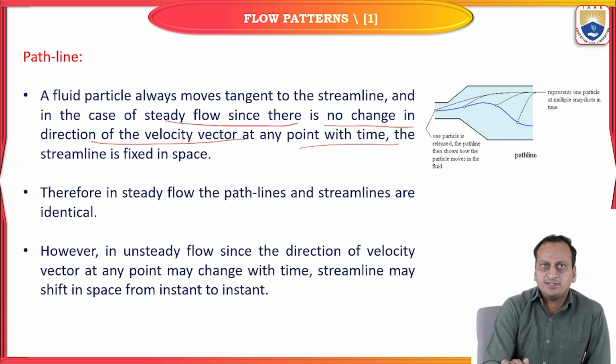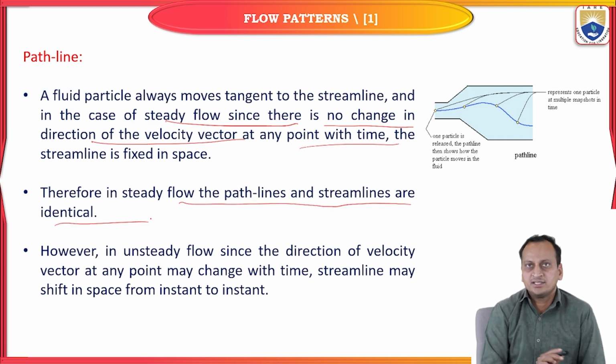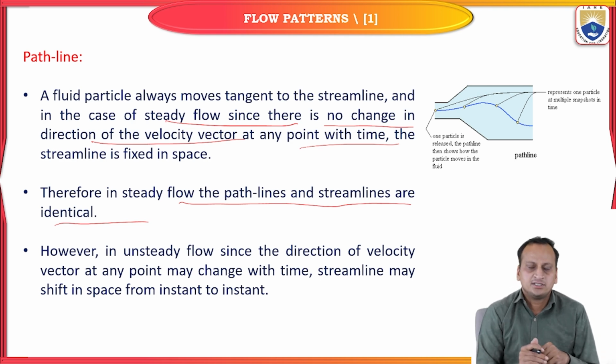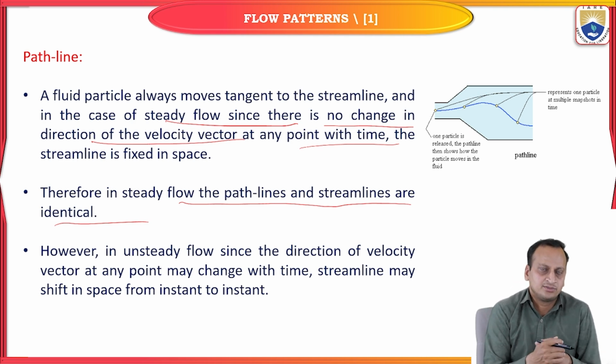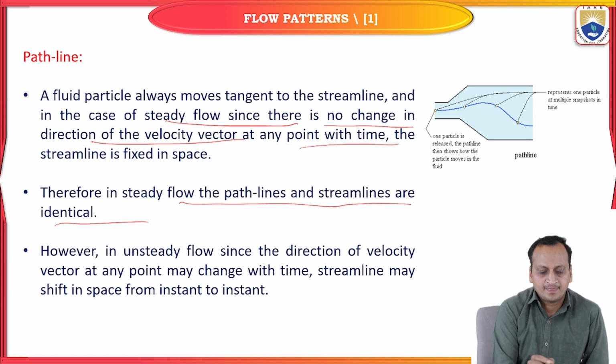So in a steady flow, these two are identical. Therefore, in steady flow, path lines and streamlines are identical, because there is no change in velocity; the velocity vector is not going to change.